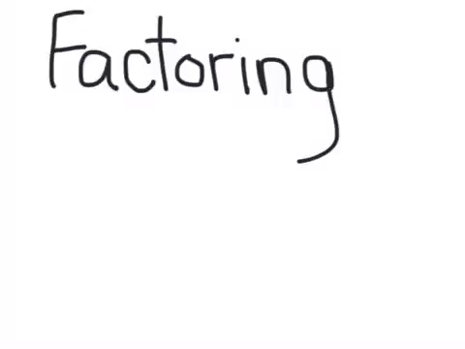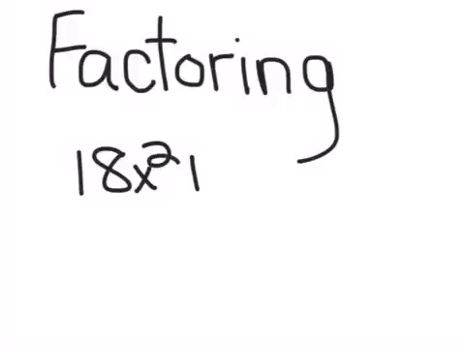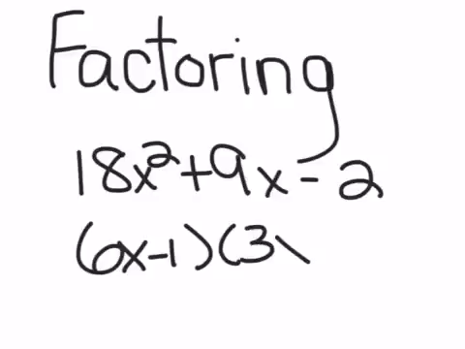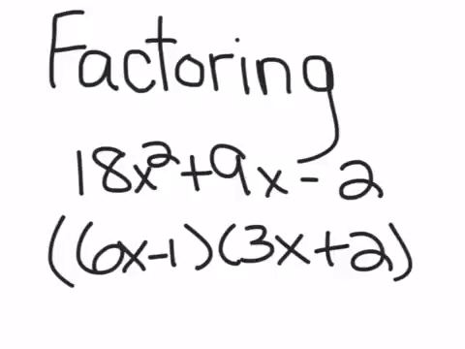Alright, so we're going to start talking about factoring, and this is the process of changing a sum back into a product. So taking what you did in 8-1, and your result was 18x squared plus 9x minus 2, how do you change it back into the form of 6x minus 1 times 3x plus 2? So let's take a look at 8-2 together.